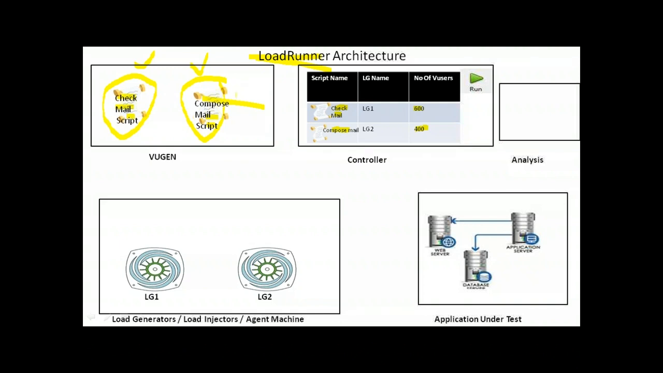Now you're entering the 4th phase of the performance testing life cycle, which is the execution phase. This is where you upload, or add, the scripts into the controller. Okay, let's go ahead and add it. Now the check mail script is added to the controller, and the compose mail script is added to the controller.